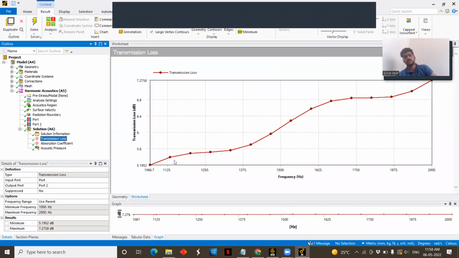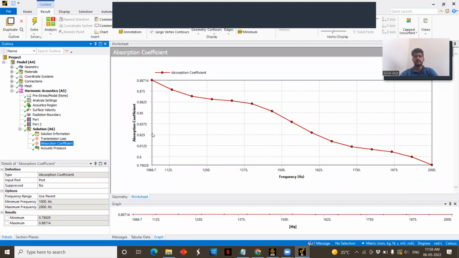So I have got the graph of the transmission loss. We can see that the transmission loss is increasing as the frequency is increasing. Another graph we can get is the absorption coefficient. This graph shows totally the opposite of the transmission loss. So we can also relate that the greater the transmission loss is, the less the absorption coefficient, and we can also study at what frequency what absorption coefficient we get through this graph.